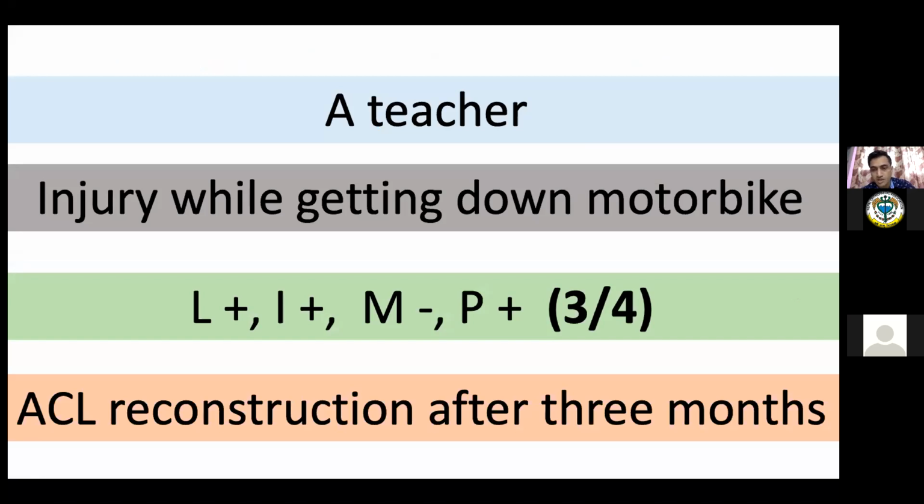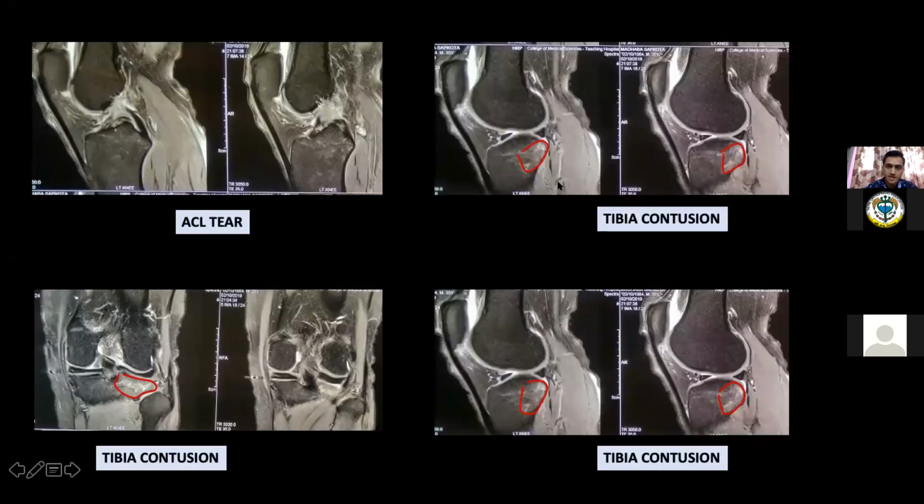The MRI was done 2 months after the injury. This is the MRI. There is non-visualization of the ligament, suggesting an ACL tear. And there is some amount of contusion in the tibia, shown by the red marker here.